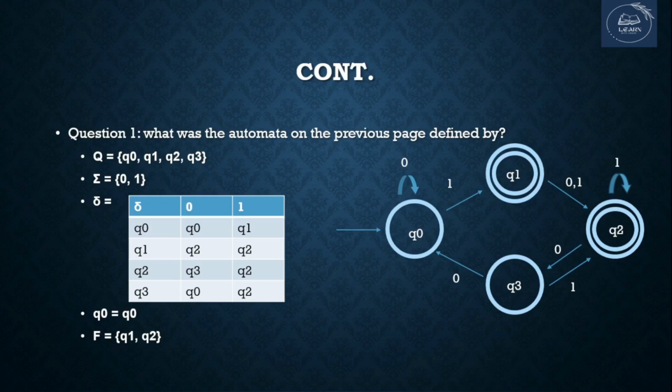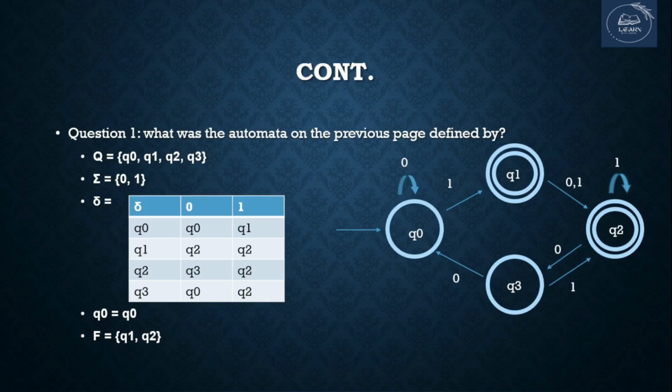Another valid language, let's say 11. 1 takes us from Q0 to Q1, and 1 also takes us from Q1 to Q2, which is also a final state. These are all valid. Now let's see what is an invalid one. You can pause the video and write the string out, probably for 5 seconds, and we'll look at it.